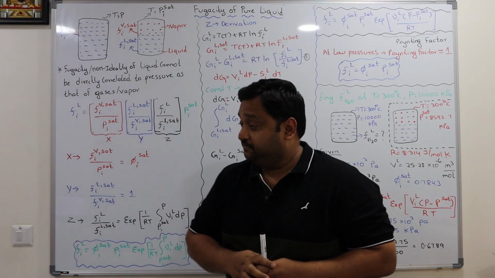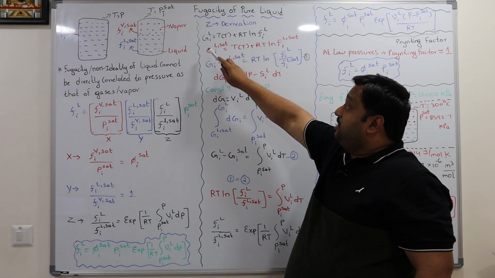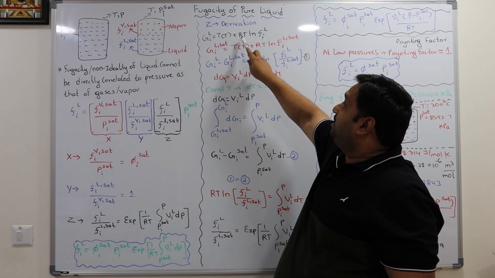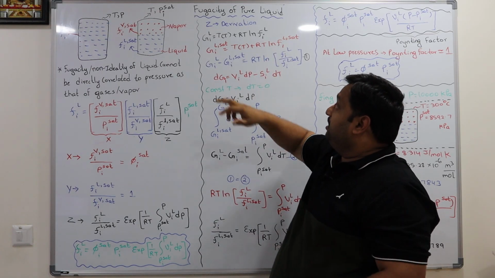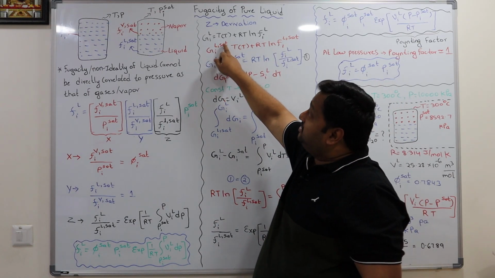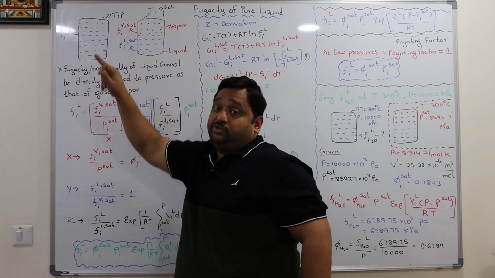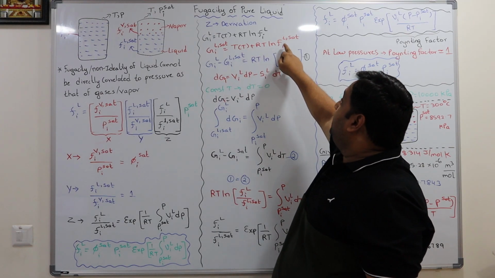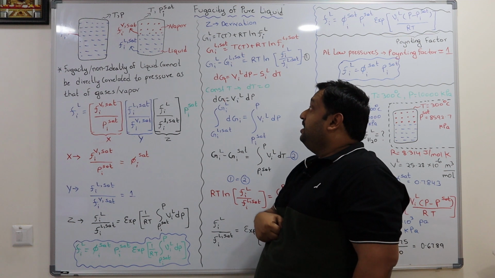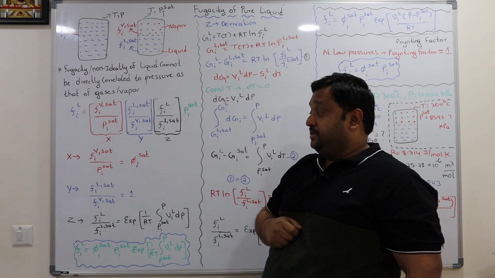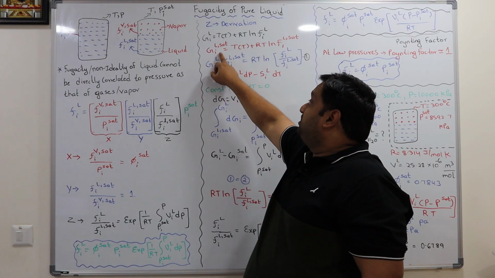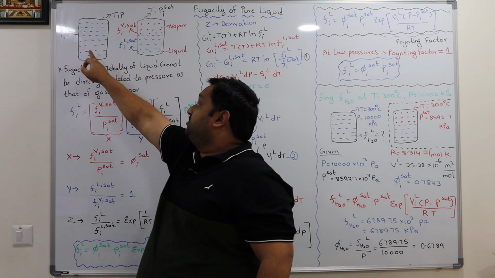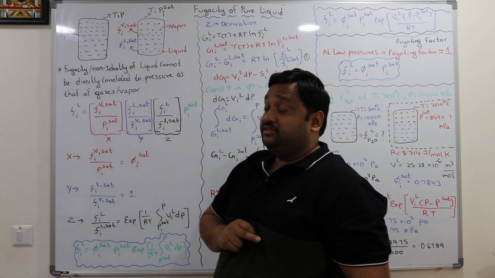Okay, let me move this way. Derivation. You know, the Gibbs energy of i in the liquid is nothing but an integration constant plus RT ln fugacity of the liquid. Fugacity of the liquid at saturated conditions, that means I am taking these two ratios. Gibbs energy at saturated condition is nothing but the same integration constant plus RT ln f_iL sat. Let us take the difference between these two: Gibbs energy of i at the liquid state minus Gibbs energy of i at the saturated conditions.